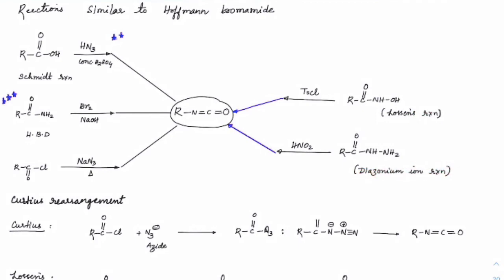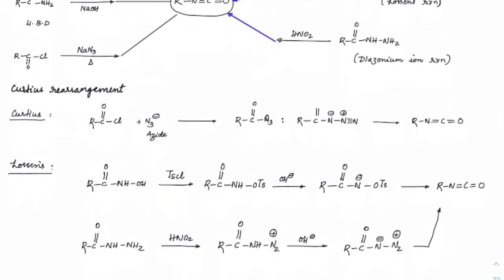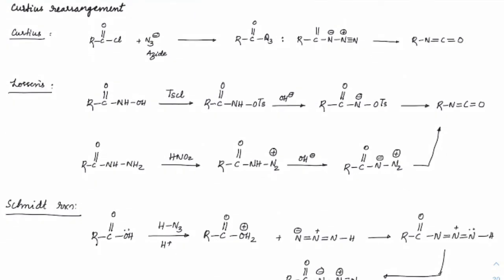Let's see one by one how it happens. First, check out Curtius. In Curtius, we have acid chlorides reacted with azide. So you can expect azide as a nucleophile attacks here. It will go through the SN2 mechanism, and through it we can expect that N3 will get substituted and Cl minus will leave. So once you get this, the structure is RC double bond O N3. This is how it looks.